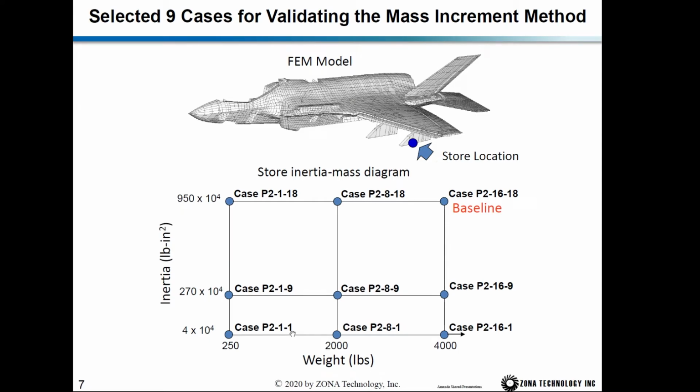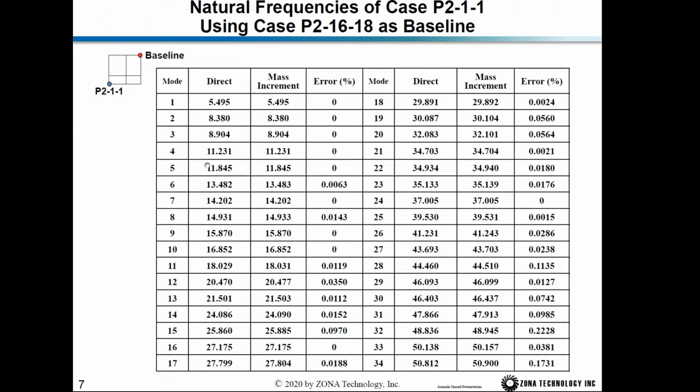Let me give you one example. If we have a store attached here, the store has three different inertias and three different weights. This is the heaviest store, and this is the lightest store. Now, if we use the heaviest store mode as the baseline mode and compute the natural frequencies of the lightest store, we can compare the direct method with the mass increment method, and you can find that all the natural frequencies are practically the same. The largest error is only about 0.22%.